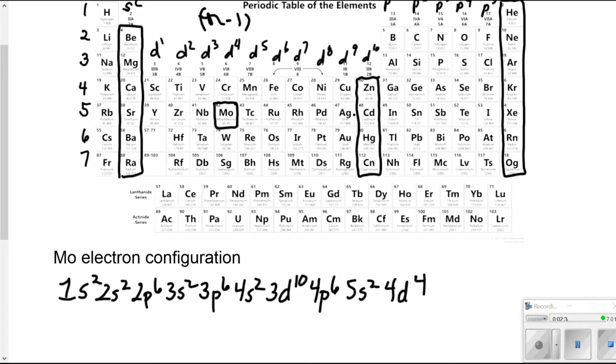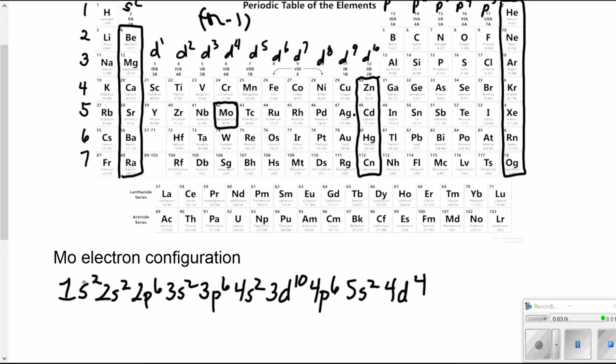What really matters is those valence or outer electrons, the last electrons that make up that atom. And so we can write what's called a noble gas notation. We take a look at the element that we have, Mo. We find the last noble gas that we passed when we wrote the electron configuration, and that's Kr, which has 36 electrons. That's all the way to 4p6.